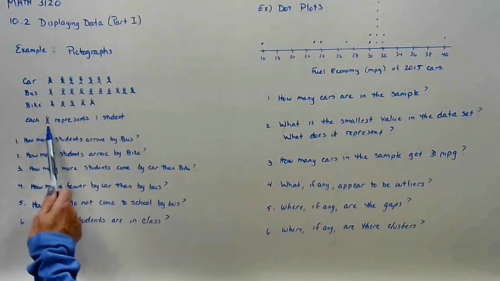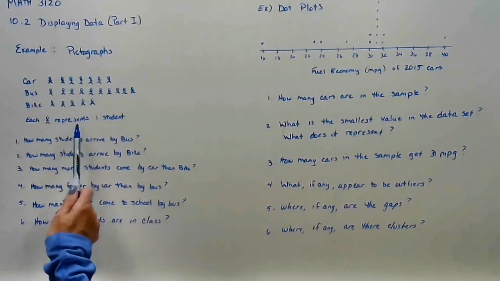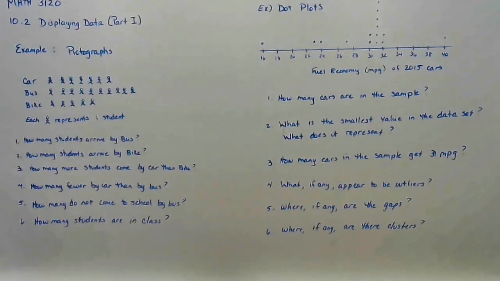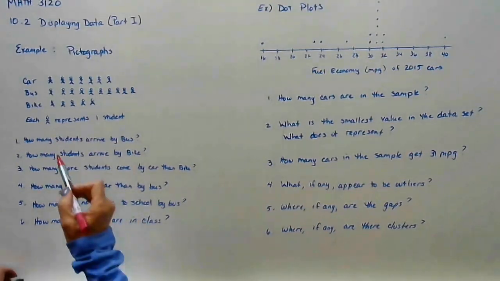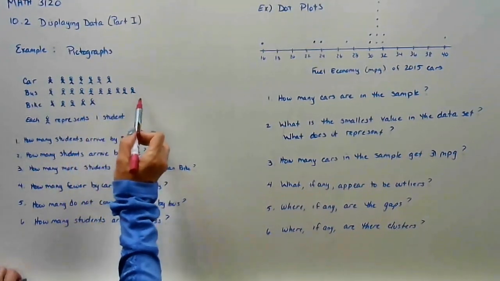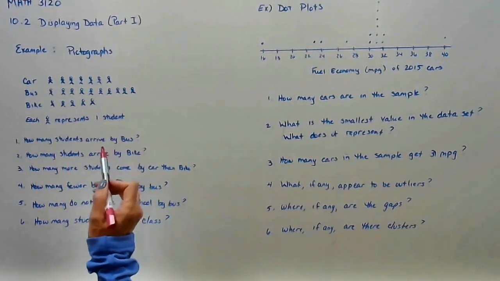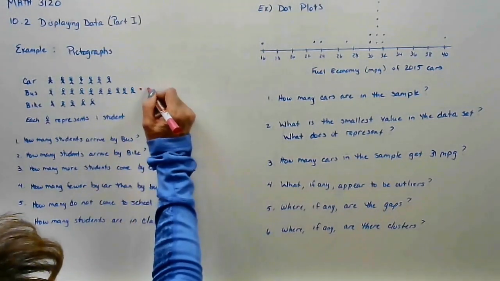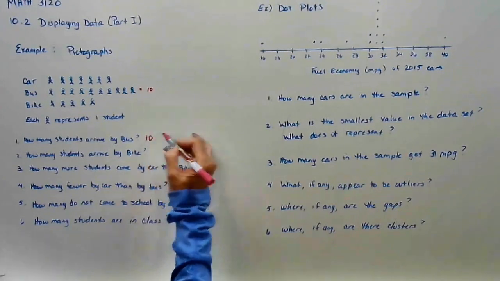And notice there's always a legend. A legend just tells you what each of these, I tried to make kind of little stick people, represent. So each of those little stick people represents one student. As we walk through that, how many students arrived by bus? Well, since each person only represents one, we have 1, 2, 3, 4, 5, 6, 7, 8, 9, 10. Make sure that's the same. 1, 2, 3, 4, 5, 6, 7, 8, 9, 10. So it looks like there are 10 students that arrived by bus.